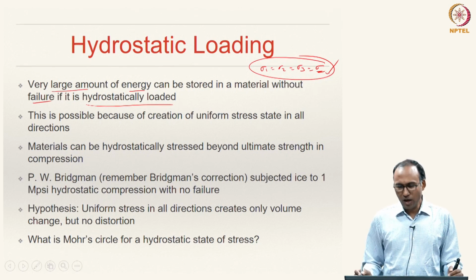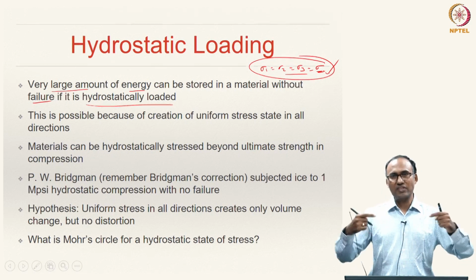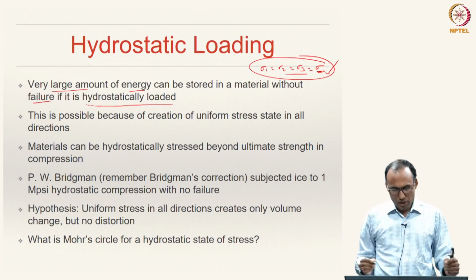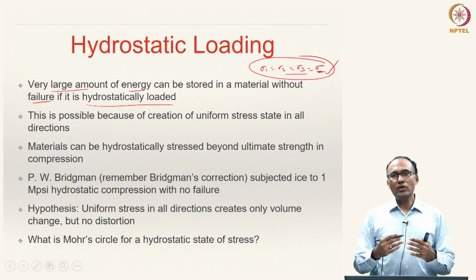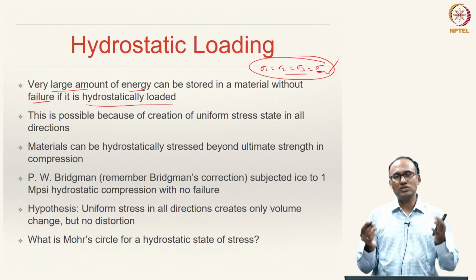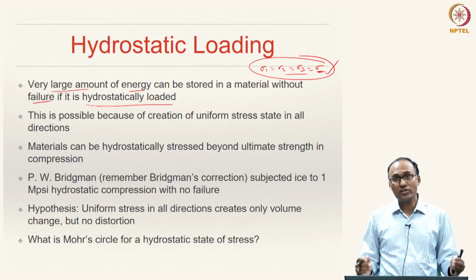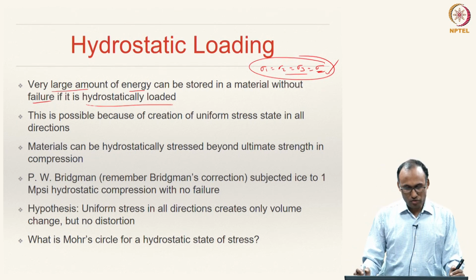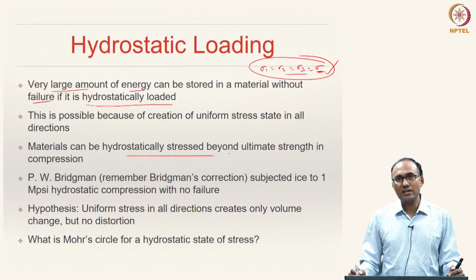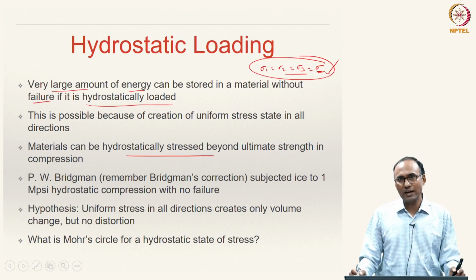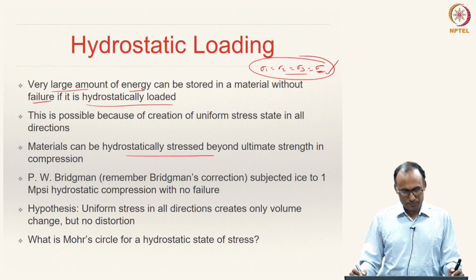This is possible because this uniform stress state is there in all the 3 directions, x direction, y direction and z direction. You have a uniform stress, and because of that you will not have any shape change, right, because it is only size change. The size will be reducing, but the shape remains the same because of the uniform stress in all the 3 directions. So, materials can actually be hydrostatically stressed beyond ultimate strength in compression. If you are only applying hydrostatic stress, they can be stressed beyond ultimate strength in compression.